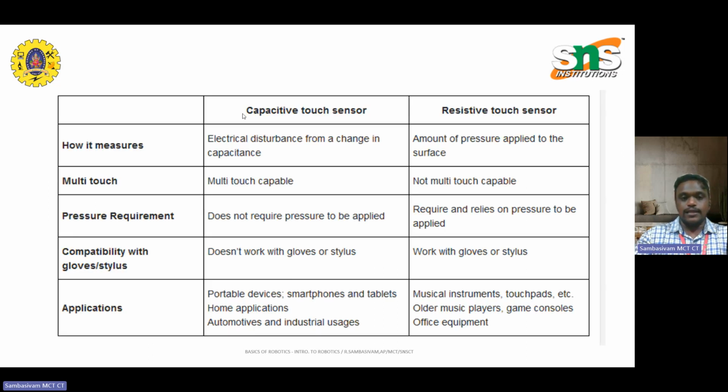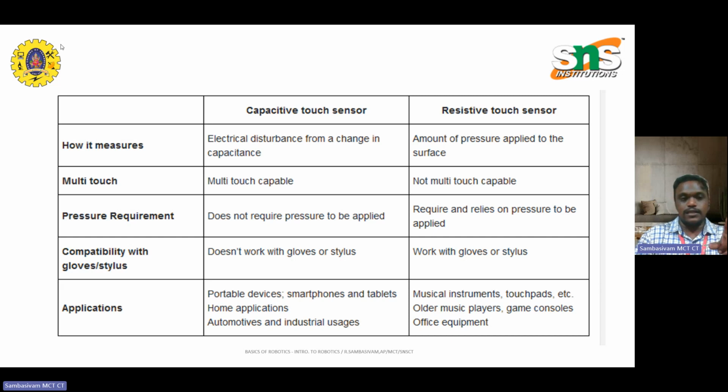There is a difference between capacitive sensors and resistive touch sensors, and how each works has been explained. Multi-touch, pressure requirement, and compatibility with gloves are explained in a single table. In capacitive sensors, an electrical disturbance from changing capacitance is obtained through capacitors. Similarly, in resistive sensors, resistance depends on the amount of pressure applied. Multiple touch can be obtained in capacitive, but not in resistive sensors.